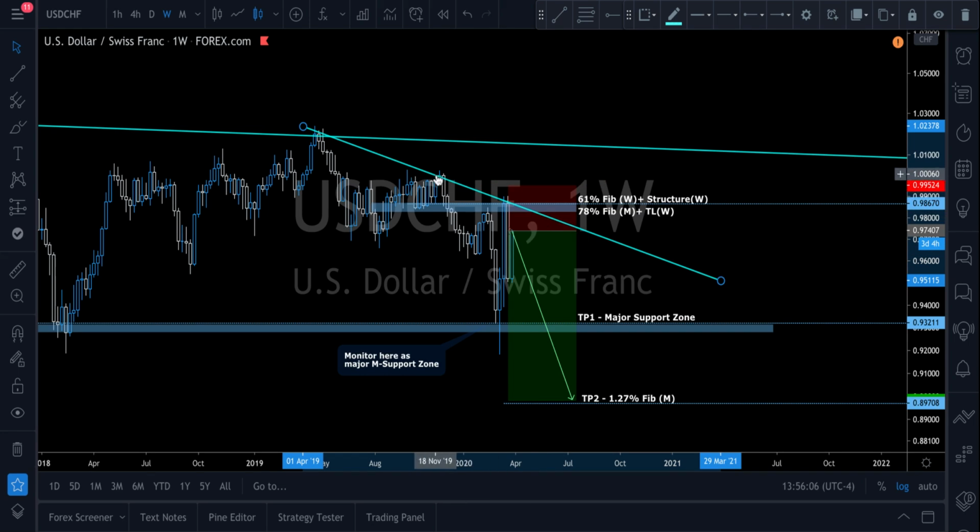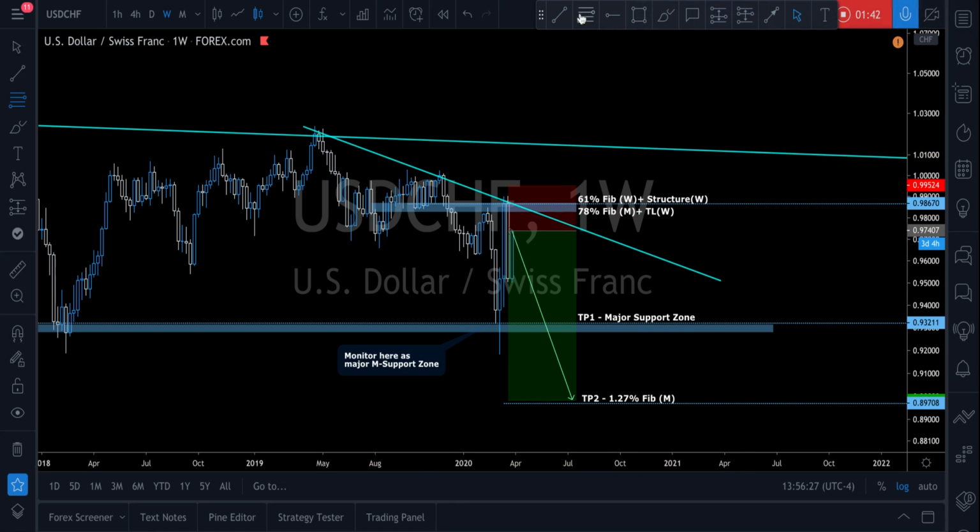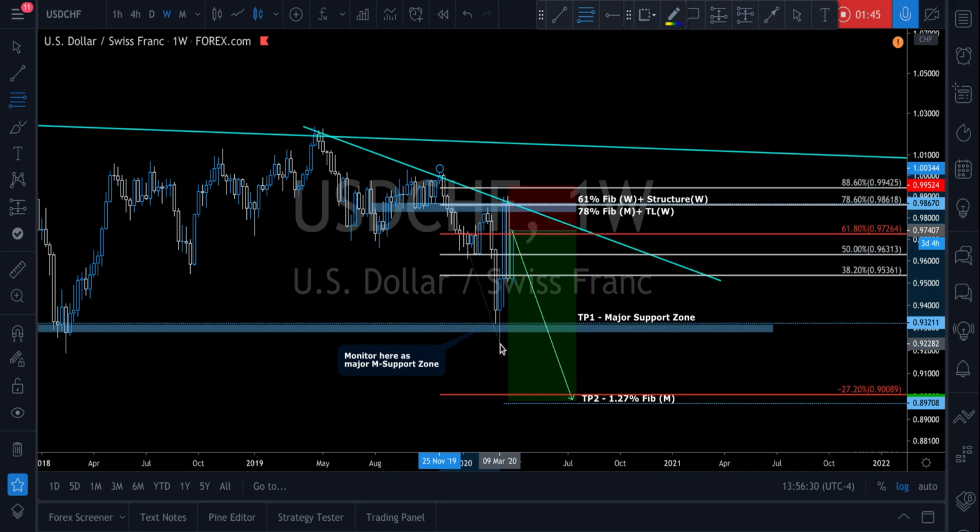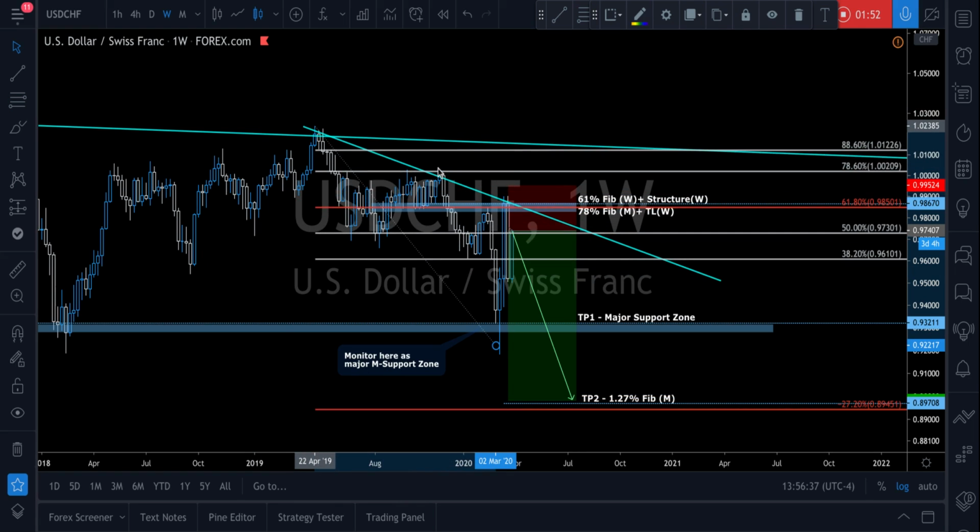In addition to that confluence, we also have a structural support and resistant area, which also lines up with the 61% fib of this weekly leg, and then also the 78 fib of this monthly leg. I might have had that backwards. 78 weekly and then a 61 monthly. Yeah, sorry, I switched that up backwards.